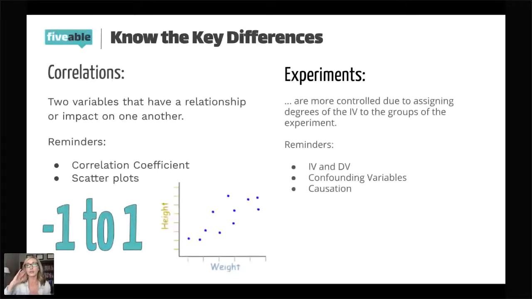And that is due to assigning degrees of the independent variable to the groups of the experiment. Now, if you're taking notes, I highly encourage you to do that. I want you to do a little sidebar here really fast. Somewhere close to where you're jotting down about experiments, we need to talk about this term here, degrees of the independent variable. We've seen this on the test as well.